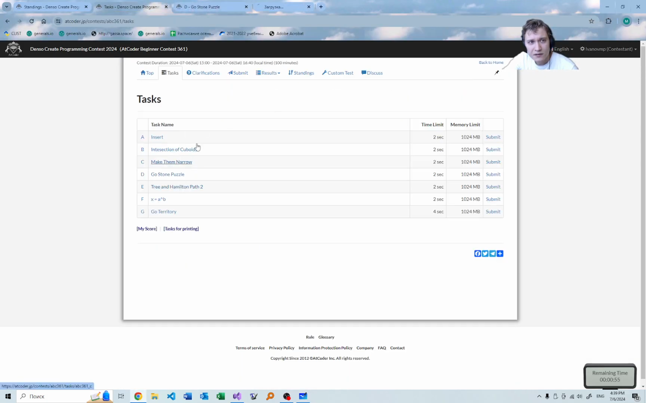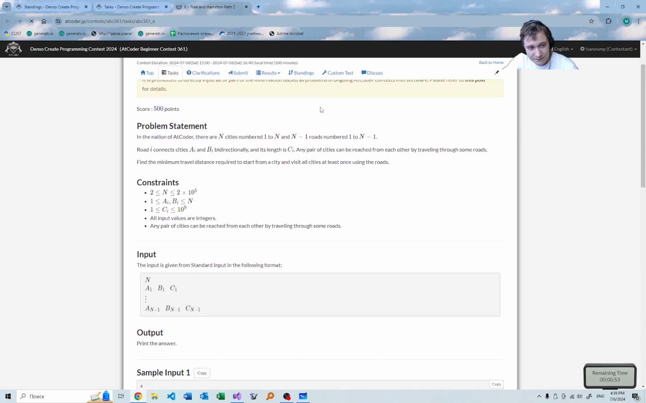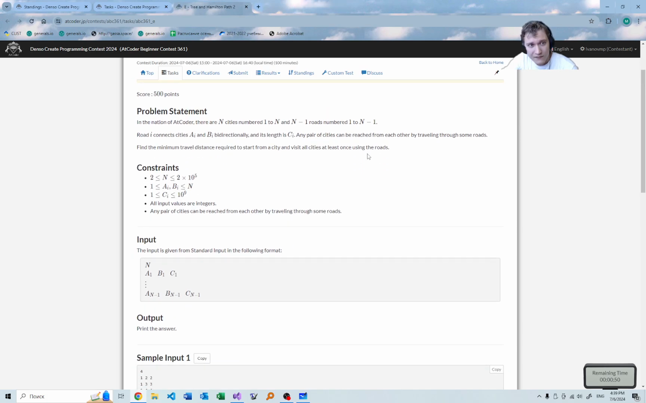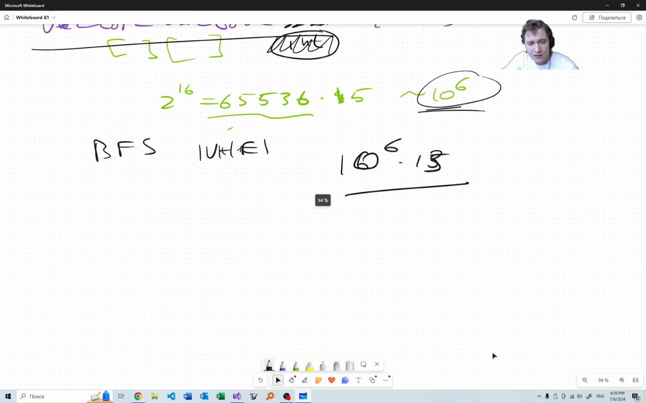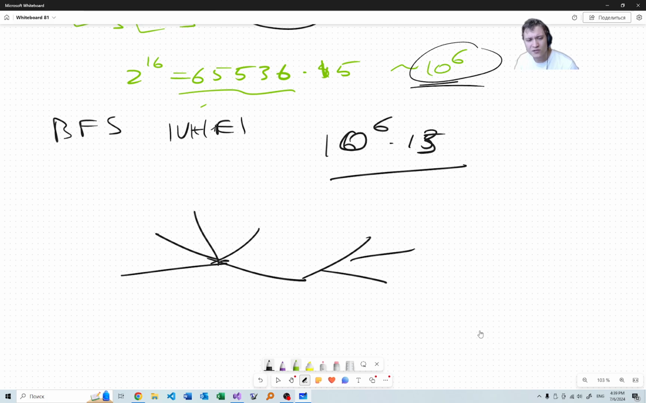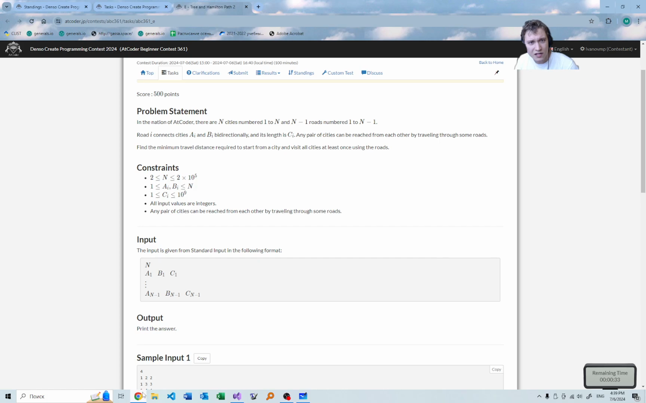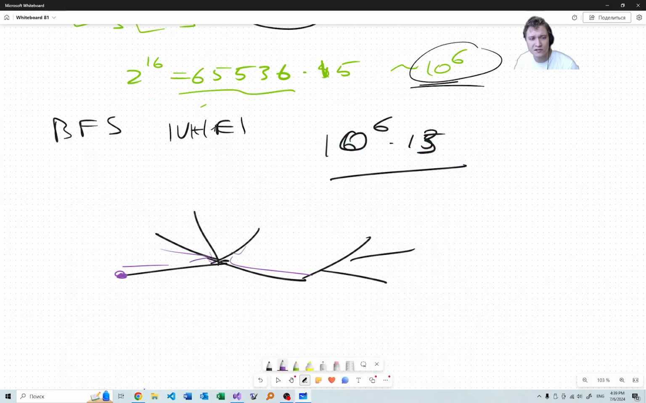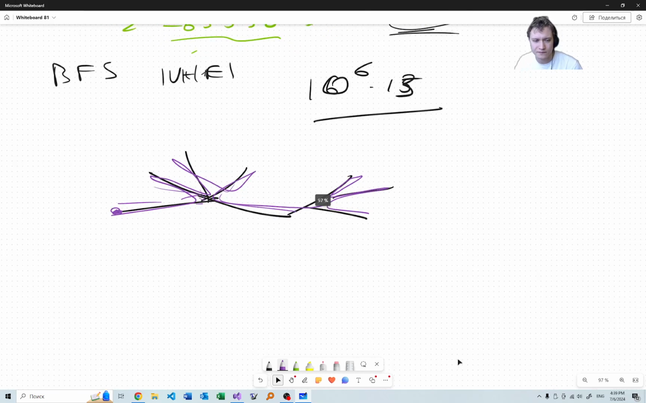Problem E. Okay, so what do they say? They say that you have a weighted tree, and you want to start somewhere and visit all edges or all vertices. I forgot. All vertices. So you want some route to visit all vertices.